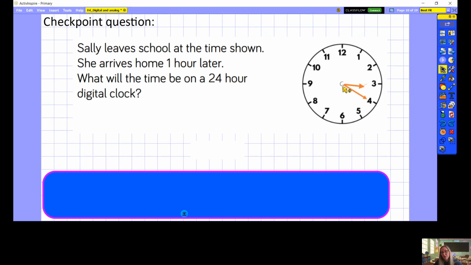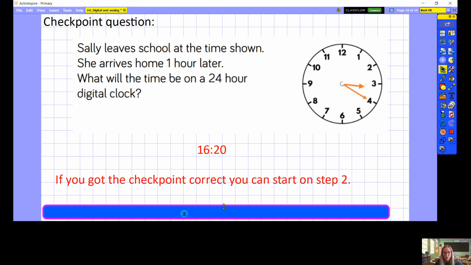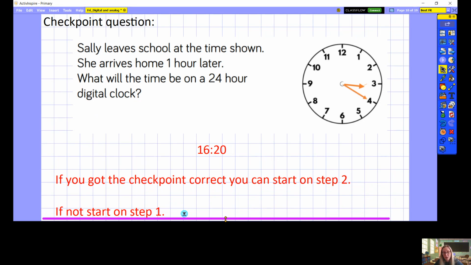Okay, so the time shown would be 3:20, and as a digital time that would be written as 15:20. So 1 hour later would be 16:20. So if you got that question correct, you start on step 2. If not, have a go at step 1 and then move through the steps as much as you can.